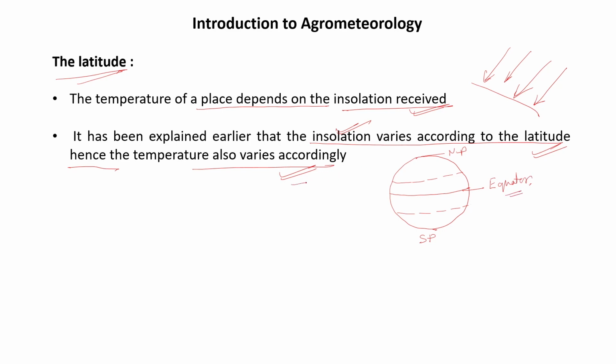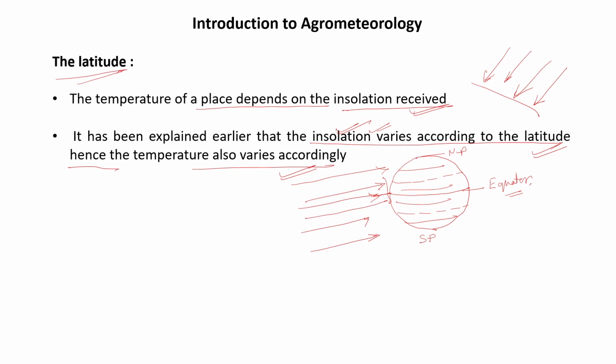So when heat reaches the Earth's surface in the form of solar radiation, at the equator it gets heated more in comparison to the poles, right? So there is a variation of insolation with latitude. Latitude is one of the factors that decides how much insolation is received at the Earth's surface.